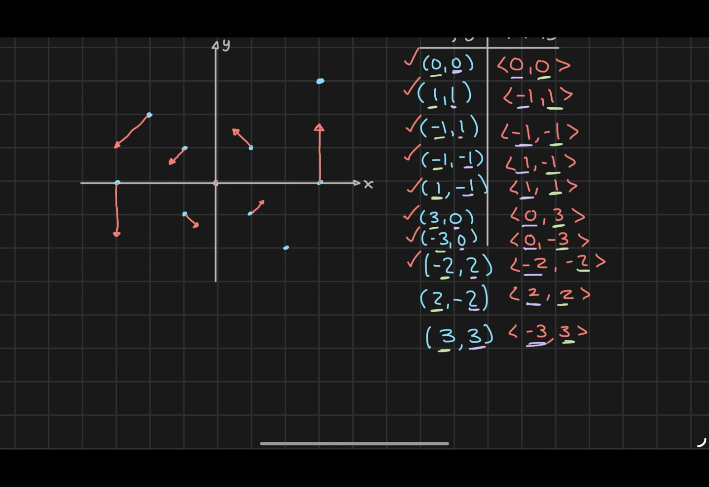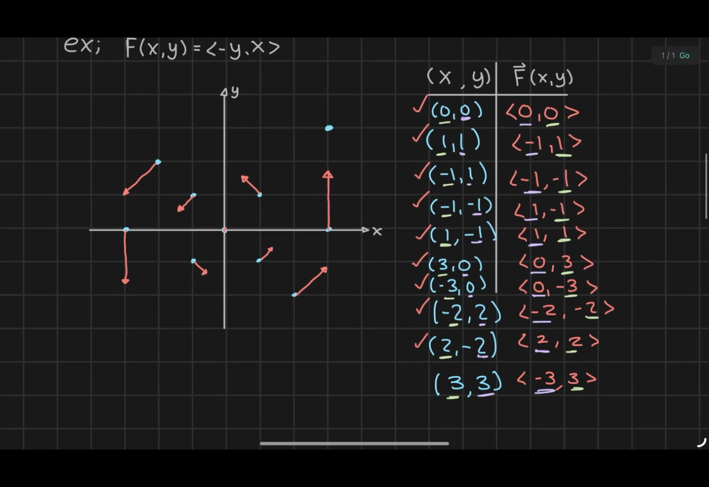Okay. And then the point 2, negative 2, looks like that's going to point in the positive y, positive x direction here. And then 3, 3, our funky point, that's going to point in the negative x direction and the positive y.